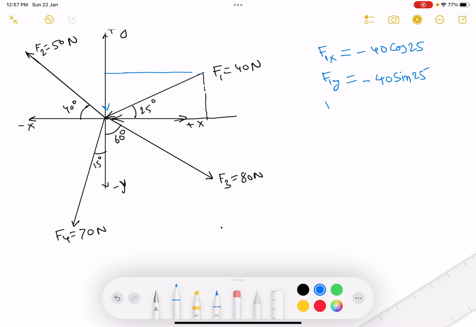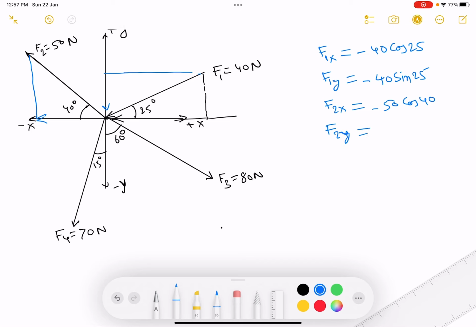Okay. So now let's say F2x, the resolution of F2 along x. Now again we'll write the magnitude 50, then cos of the smaller angle. So it is cos 40. And then you will apply the sign. Look at the direction. F2 is away from the origin. When you resolve it along x, this is going to be towards left. So it is minus sign. Okay. Right.